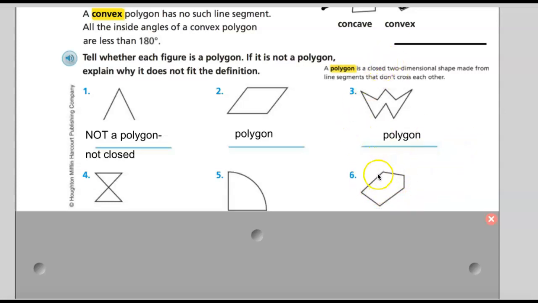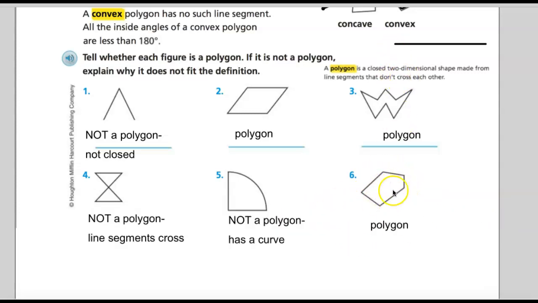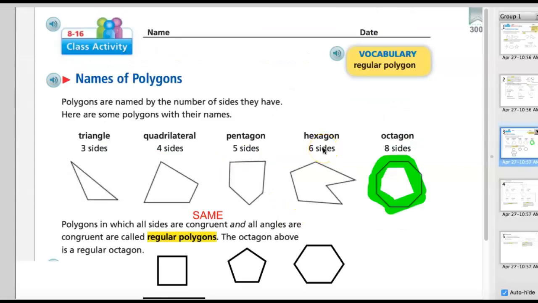Is it closed? Yes. No open doors. The pool water's not leaking. Does it have only line segments? Yes, these are only lines. Do they cross each other? No. So therefore, that one's a polygon. These two are not for the reasons I just said. You can't have crossing line segments. You can't have a curve. Next page. And look at that, we're already done.